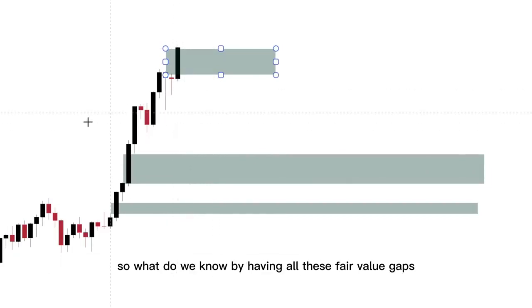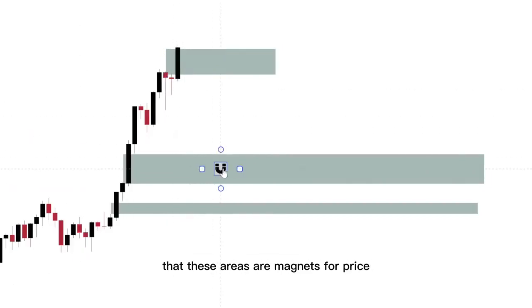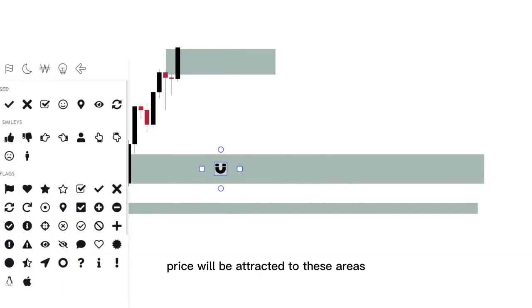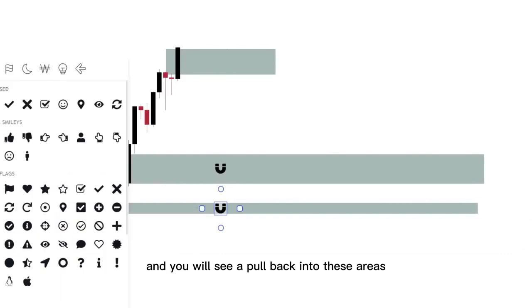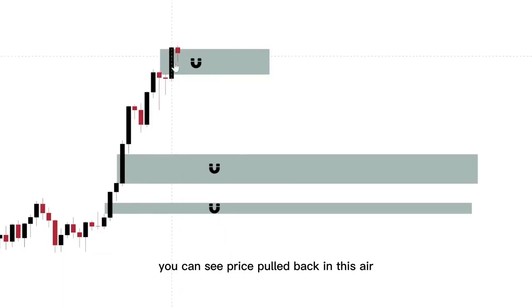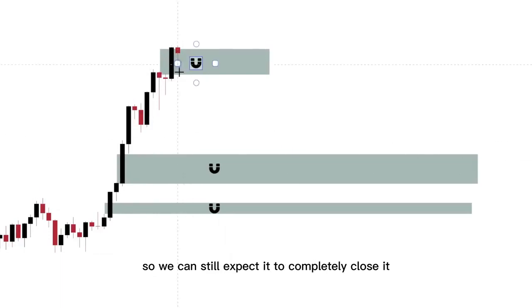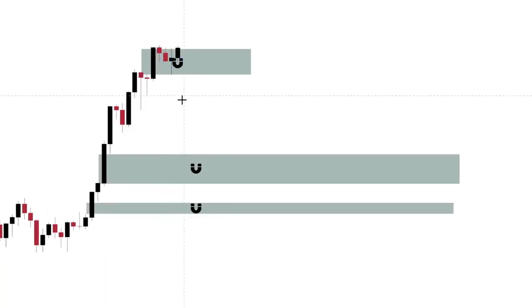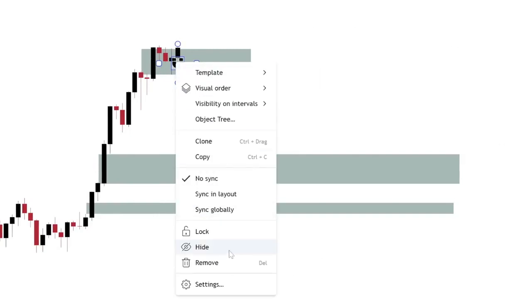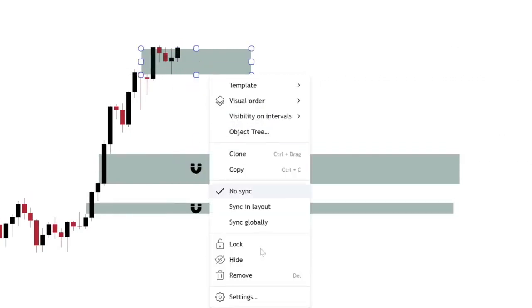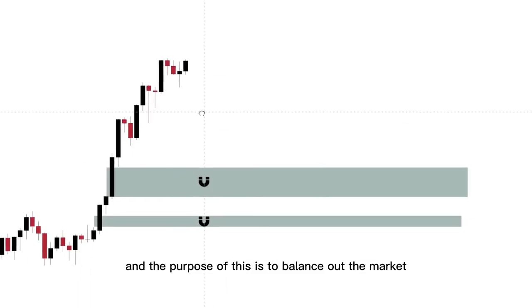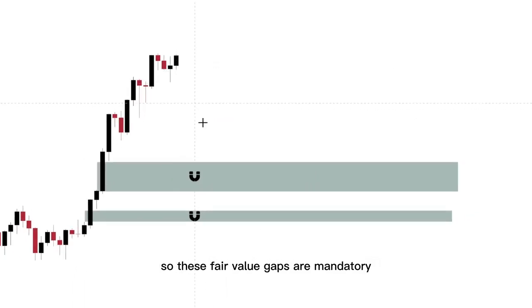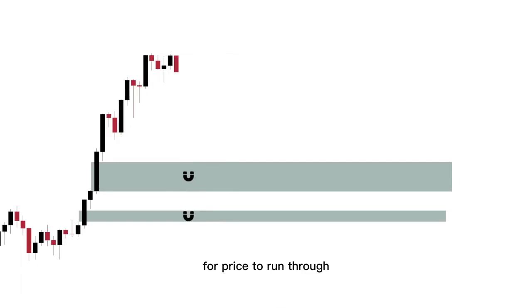So what do we know by having all these fair value gaps? That these areas are magnets for price. Price will be attracted to these areas, and you will see a pullback into these areas. You can see price pulled back in this area, but did not close it, so we can still expect it to completely close it. Let's carry on. Price closed the area, now expand it. And the purpose of this is to balance out the market. So these fair value gaps are mandatory for price to run through them.